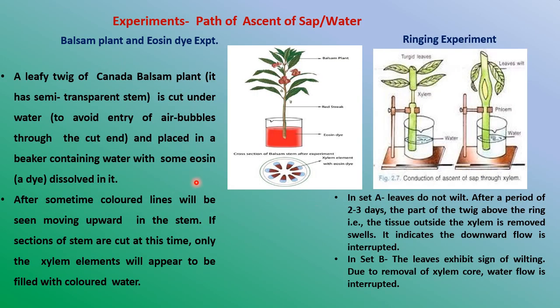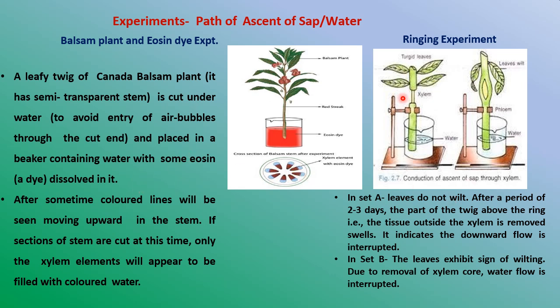And you can see here one of the experiments: a leafy twig of the Canada balsam plant, which has a semi-transparent stem, is cut underwater to avoid entry of air bubbles and placed in a beaker containing water with some eosin, a red dye, dissolved in it. After some time, colored lines will be seen moving upward in the stem. If a section of the stem is taken, the xylem elements show the water color filled in them. So this shows that transportation of water takes place through the xylem.